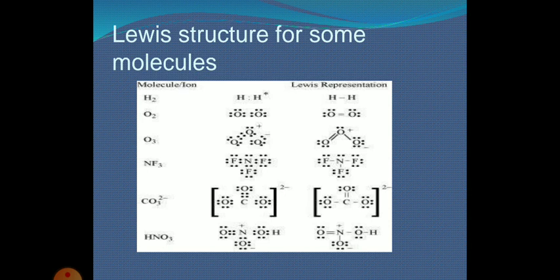Like that, in O3, its Lewis representation and detailed structure is provided here. For NF3 and CO3 2 minus, their corresponding structures are mentioned here in this slide. For HNO3 also, we can draw a Lewis representation. You can imagine the number of electrons which are present to complete its octet, as well as the environment of different atoms with the electrons represented in this slide.